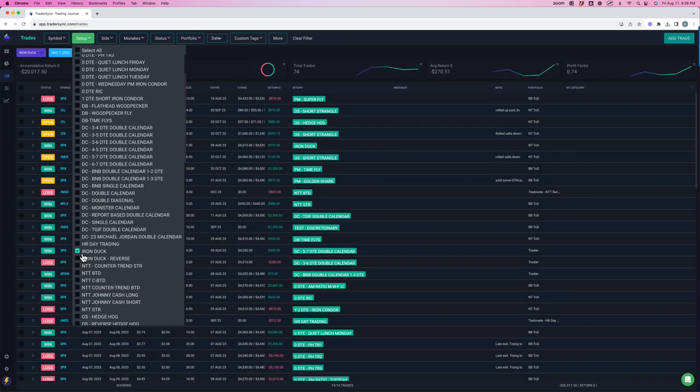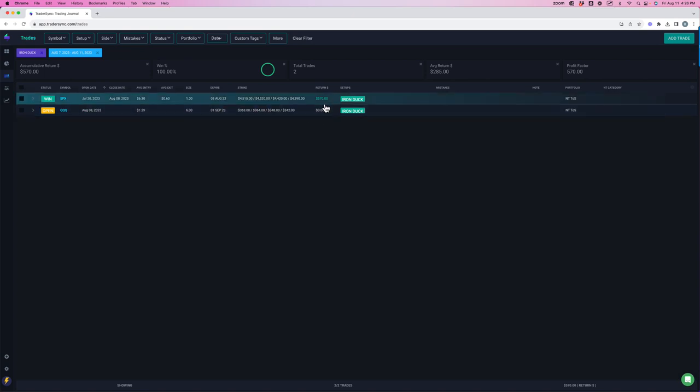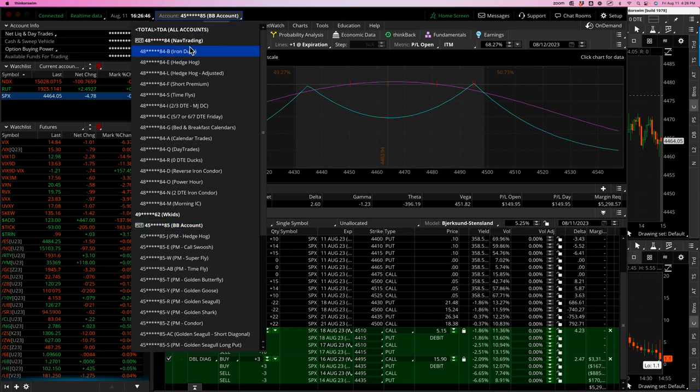Iron Ducks had a nice win on a duck, near max profit, took it off for 60 cents. So a $570 winner in SPX. Then we also opened one in QQQ. So let's check out our ducks.